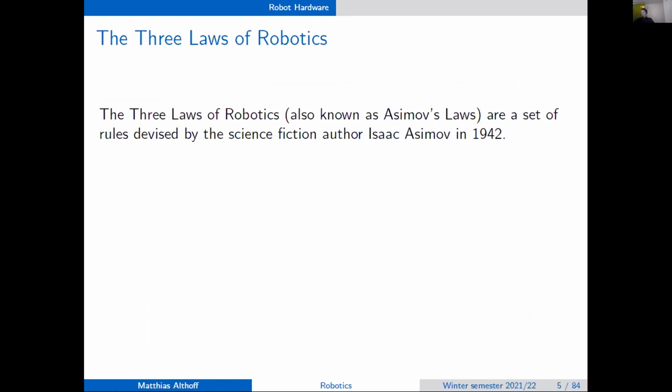Before we start with categorizing the different robots, we can first talk about the three laws of robotics, because every roboticist should know these, and they are actually quite timeless. Interestingly, they were first written down by a science fiction author called Isaac Asimov, who was Russian and then immigrated into the US. He was a professor of biochemistry, but he also wrote a lot of science fiction books. I think he worked on more than 500 books during his lifetime.